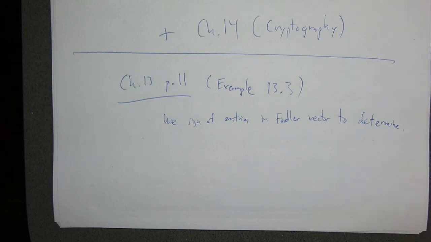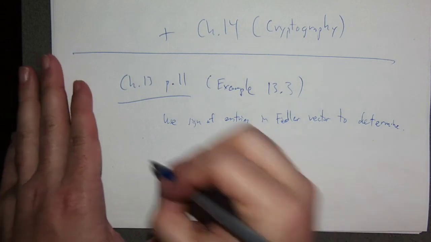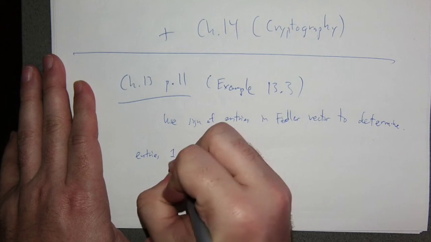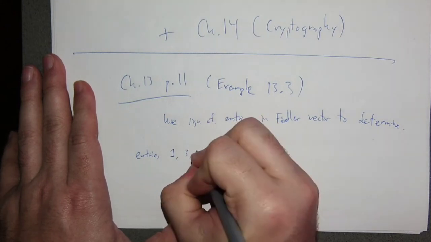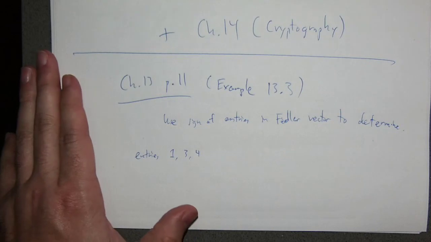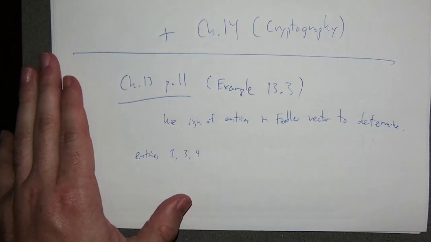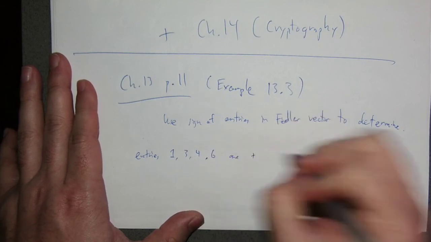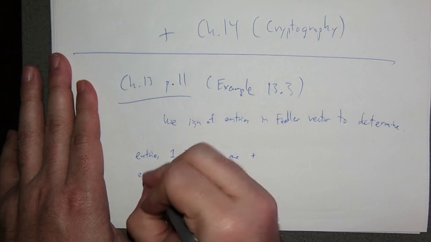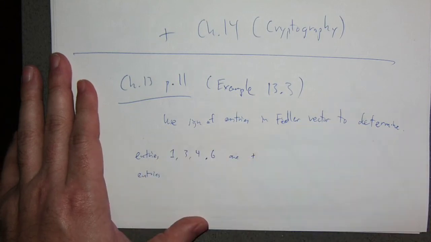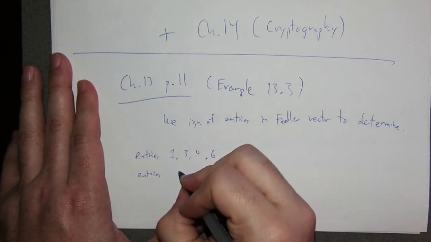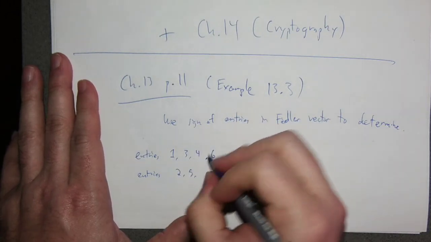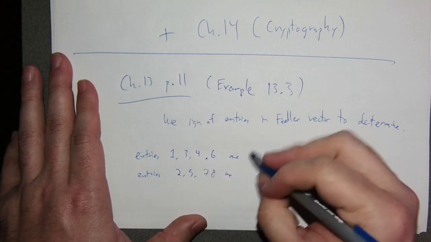So according to this, the positive sign entries are 1, 3, 4, so 1, 3, 4, 6. So entries 1, 3, 4, and 6 are positive, and the other entries in this particular example, so entries 2, 5, 7, and 8, are negative.